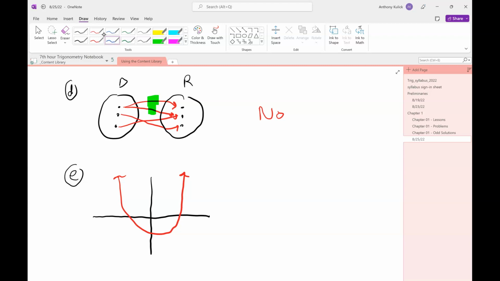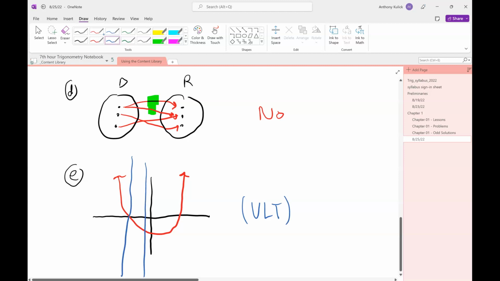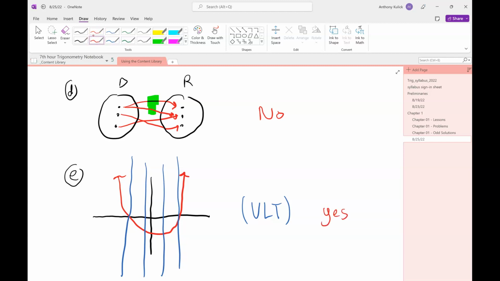Okay, Katerina, say yes. Why? What kind of line? Vertical line, yeah. So you can use what's called a vertical line test. Basically what you're doing is checking to see if I draw a vertical line, will that ever intersect the graph more than once? And you can see pretty easily that no matter where you draw that vertical line, it's only going to hit that graph once.